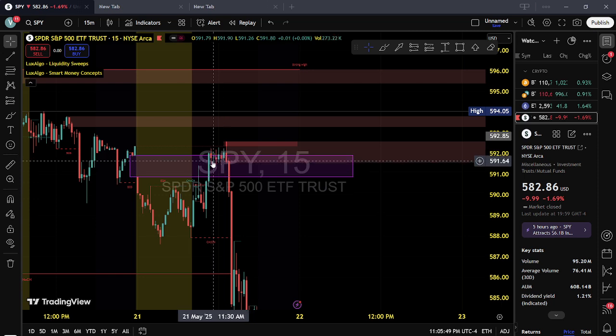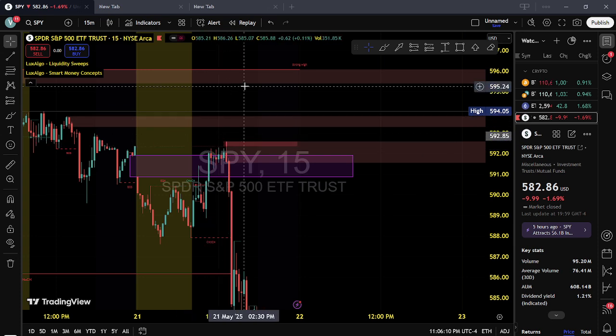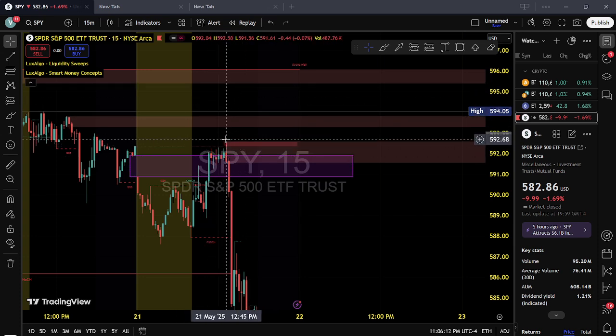So how many 15-minute candles were they just struggling? One, two, three, four, five, six, 7. So 15 into 4 is 60. So for 1 hour they were consolidating, and these two candles came in at the last, which broke the previous high, and that's how everyone tried to enter the position for the upside, and that is where they got trapped, right?